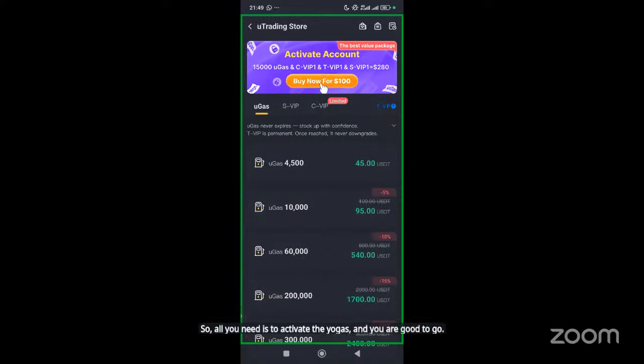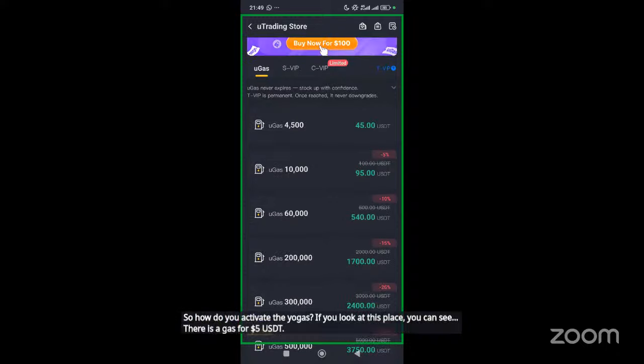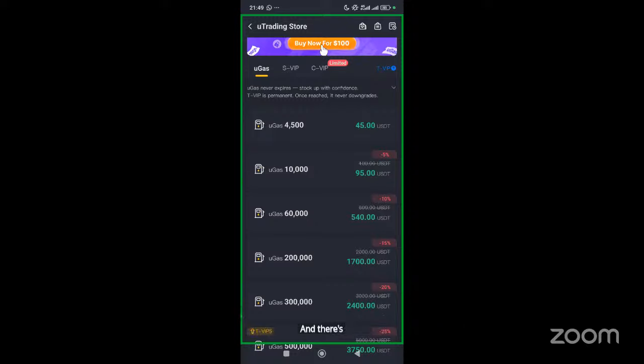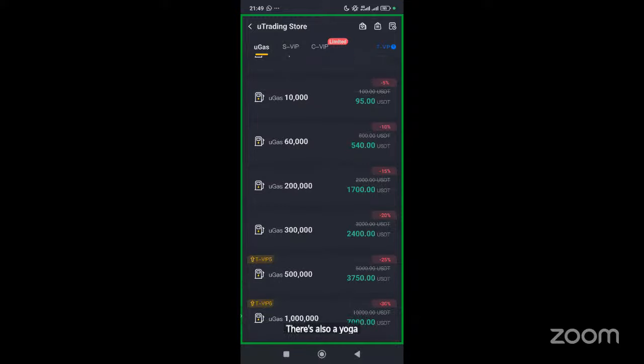So how do you activate the UGAS? If you look at this place, you can see there is a gas of 45 USDT, and there is a gas of 95 USDT, and there is a UGAS of $540, and there is a UGAS of 1,700. There's also a UGAS of 2,400. There's also a UGAS of 3,750, and there is also a UGAS of $7,000.